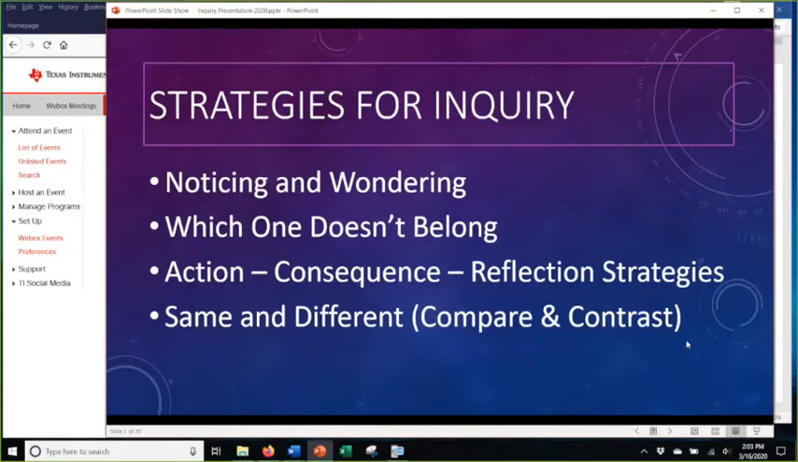So strategies for inquiry are things that we can do as teachers to enable students to use critical thinking to build understanding of math topics. These techniques provide entry points into problem solving, encouraging engagement and sense making, and they can also make the math learning deeper and more durable. The 4 strategies that we're going to cover today: noticing and wondering, which one doesn't belong, action, consequence, reflection strategies, and the last one is same and different, or compare and contrast.